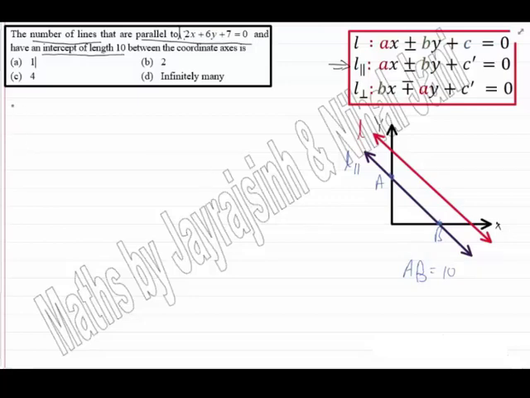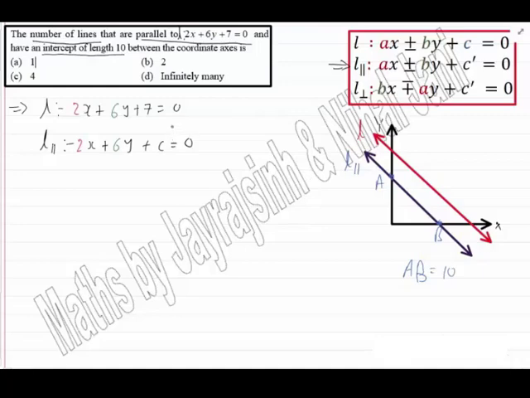Done? Okay, now let's try to solve it. Our given equation of line is 2x plus 6y plus 7 is equal to 0, right? So the general equation of parallel lines will be 2x plus 6y plus c is equal to 0. We don't have to exchange the coefficients of x and y. They will be as they are, and the sign will also be as it is. We just have to find this c, right?